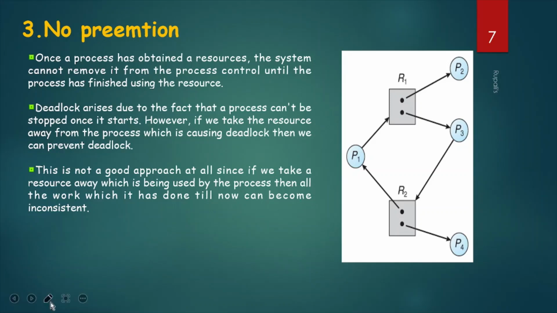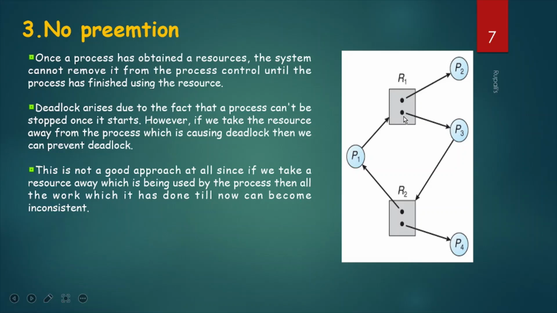Now, what is the cause of deadlock? Because P3 already acquired this resource R1, but P1 needs this resource R1. Now, if we take the resource away from P3 and give it to P1, then there is no deadlock. But in case of no preemption, the rule is once a process has obtained a resource, that is once P3 obtained the resource R1, the system cannot remove it from the process control. So, the system cannot remove R1 from P3. So, deadlock arises due to the fact that a process can't be stopped once it starts.